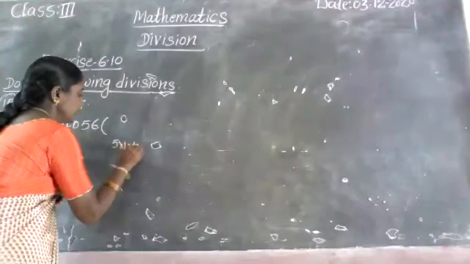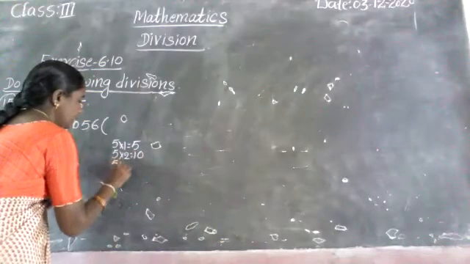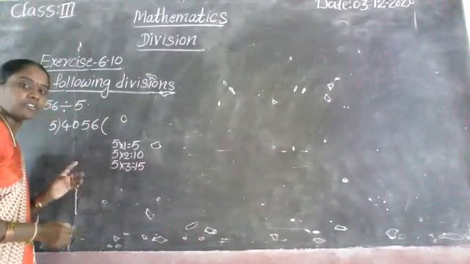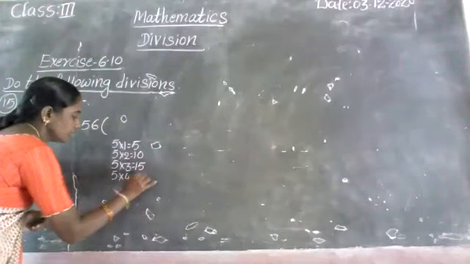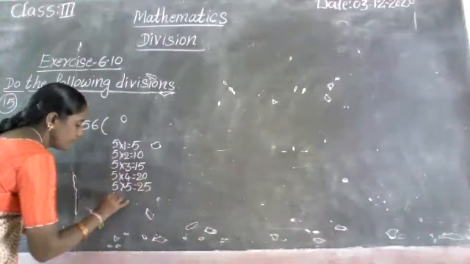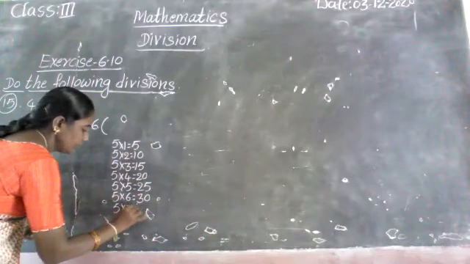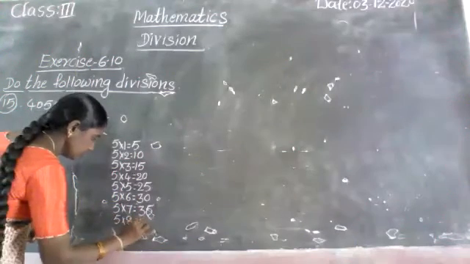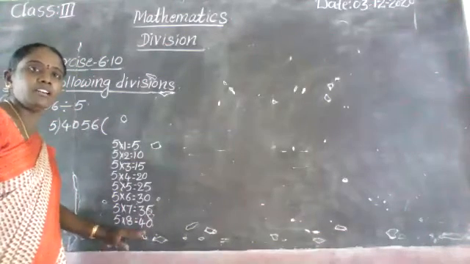5 ones are 5, 5 twos are 10, 5 threes are 15, 5 fours are 20, 5 fives are 25, 5 sixes are 30, 5 sevens are 35, 5 eights are 40. Very good, children. 5 eights are 40.